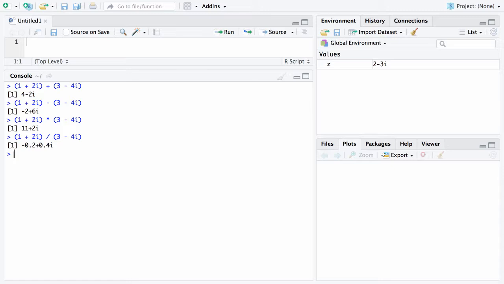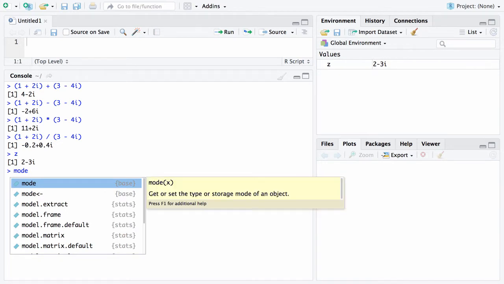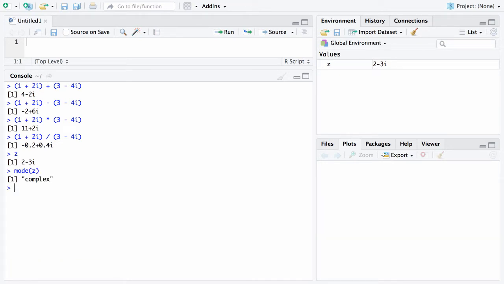There are a number of functions that can be applied to a complex number z, and here they are. The first is, you might ask, what is the mode of this thing? It actually has a mode that is called complex. This is the first time you've seen something for a mode other than numeric, and this is complex. If you want to extract the real part of a complex number, it'll grab just the 2 there. If you want the imaginary part, there is a function Im, and the I has to be capitalized and the m has to be lowercase, and it'll pick off the negative 3.